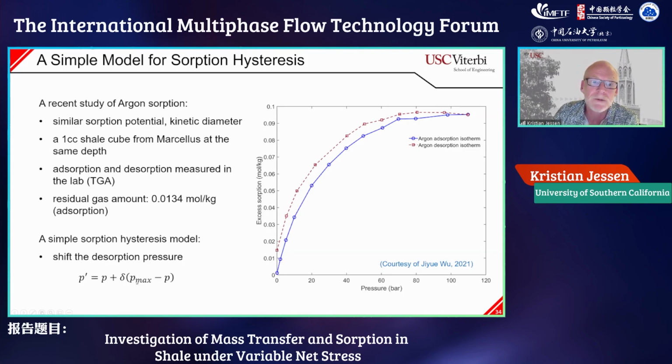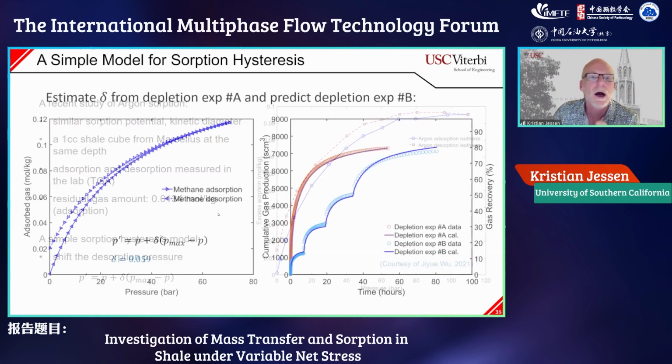Pmax here is the maximum pressure before reversal of the process from adsorption to desorption, and then you basically offset your pressure with respect to that to delay the desorption process. So how can we use that?